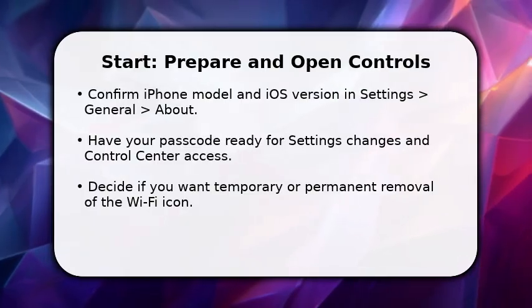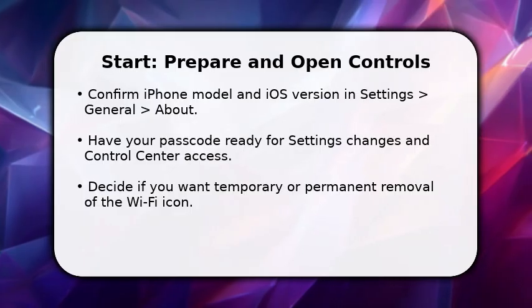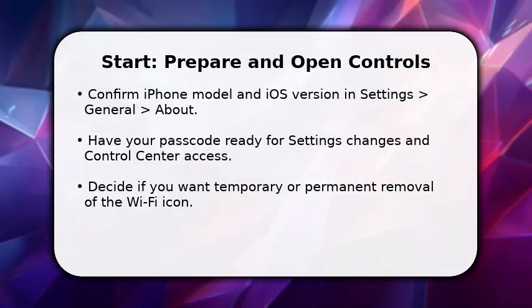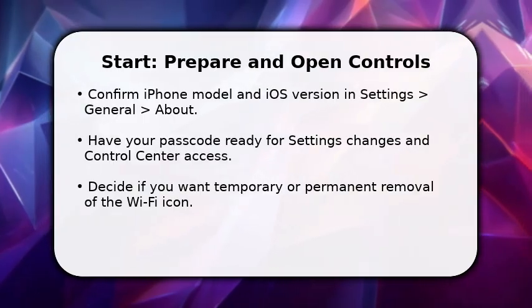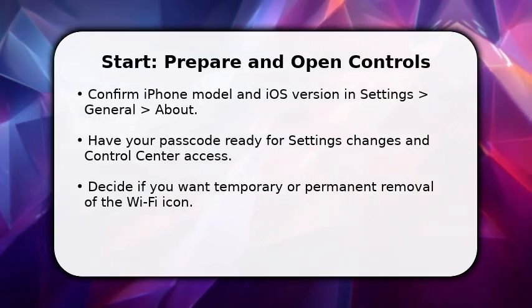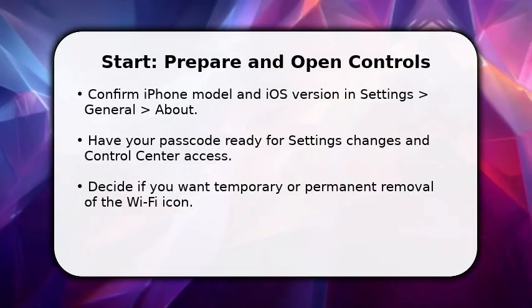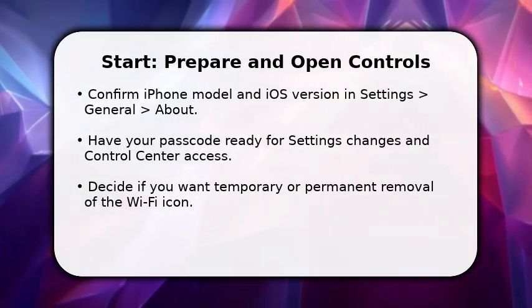You start by deciding whether you want a temporary removal or to stop Wi-Fi permanently. Once you know that, unlock the iPhone and swipe down, or up on older models, to open Control Center. Make sure you can reach Settings and Control Center quickly. You will toggle Wi-Fi from there.